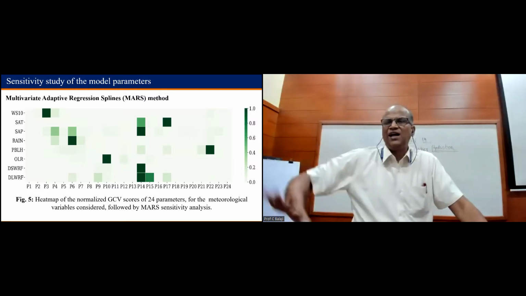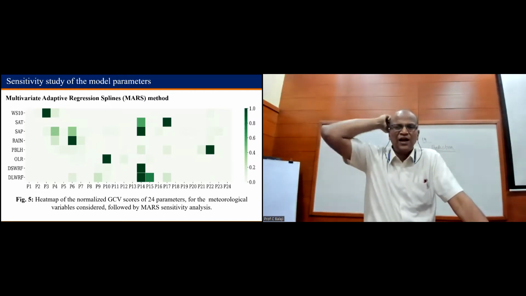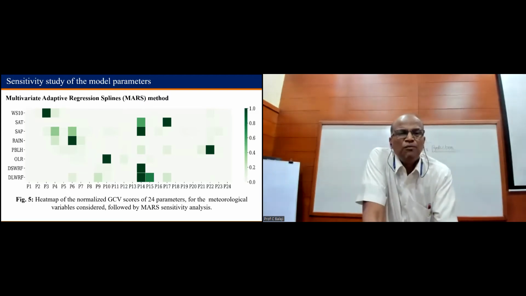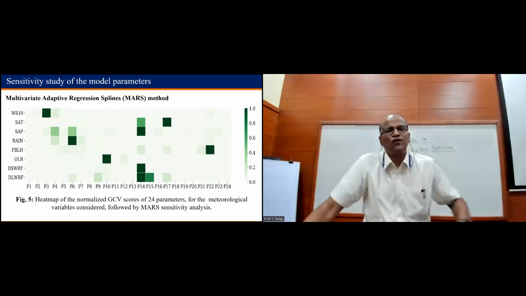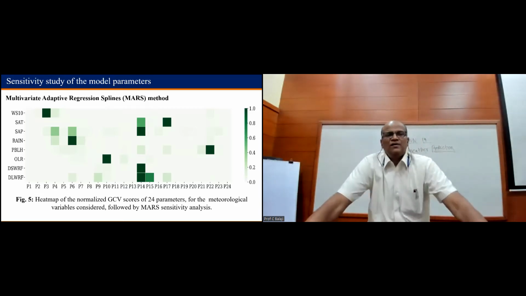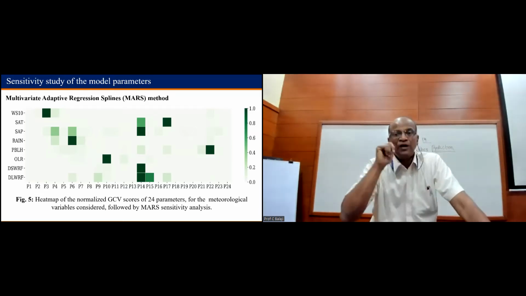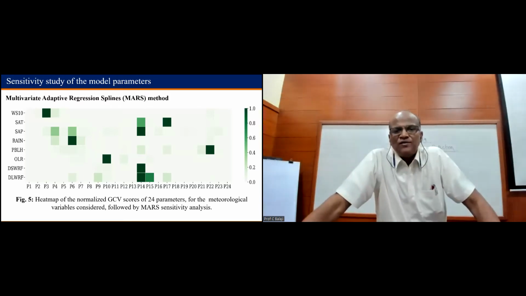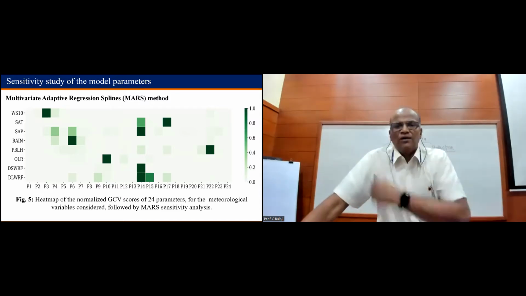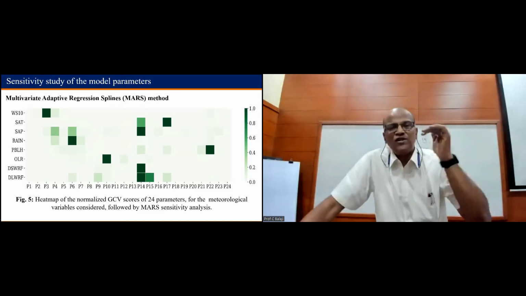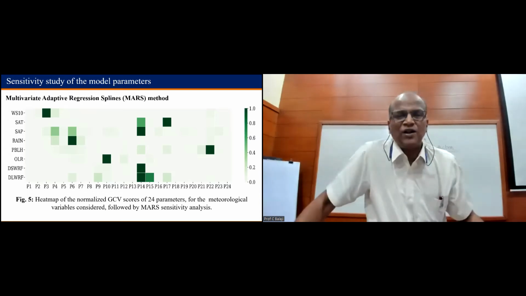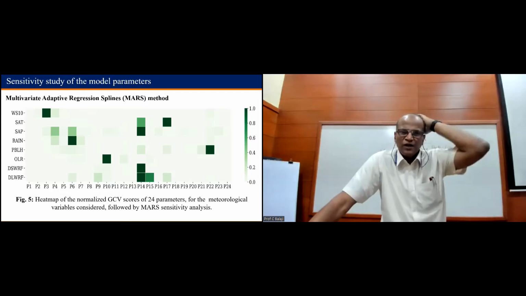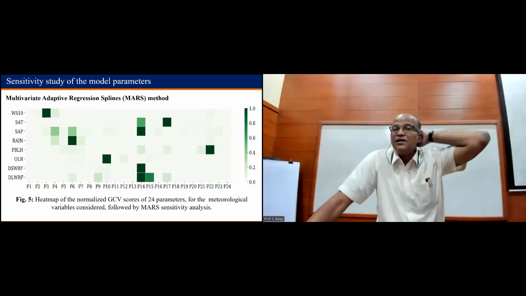You can see that the dark green color, as given by the legend on the right side, means it's highly sensitive. So you can see that P3 influences WS10 very highly. P6 influences the rain very highly. P10 influences the outgoing long radiation. Next, P14 influences SAP very highly. It influences SAT, but it doesn't influence, for example, OLR and other things. This gives a very good snapshot of the influencing parameters and the output variables which they influence.